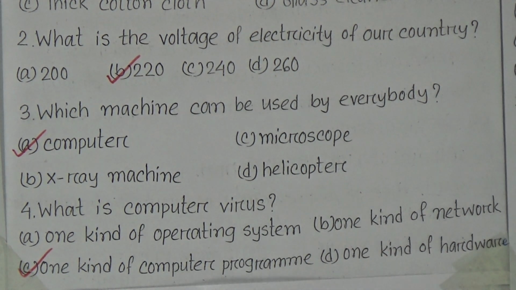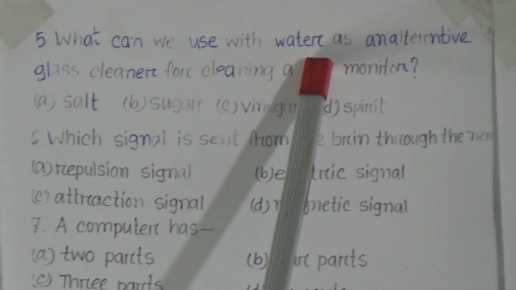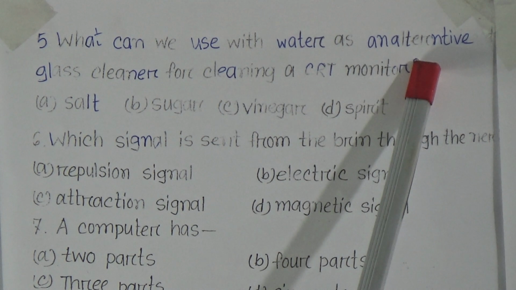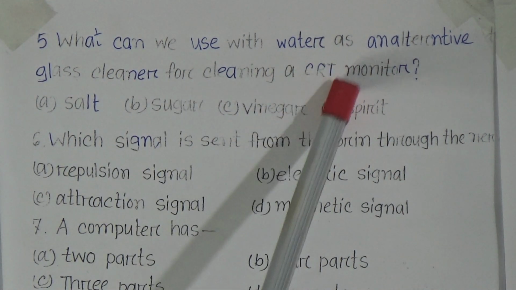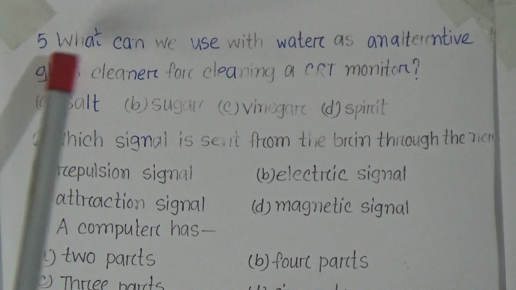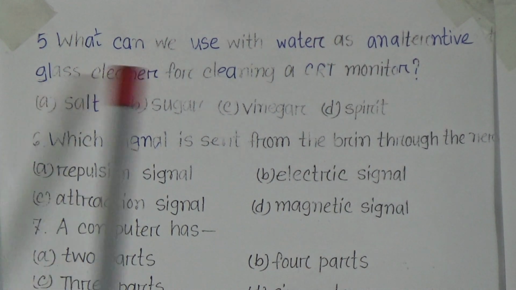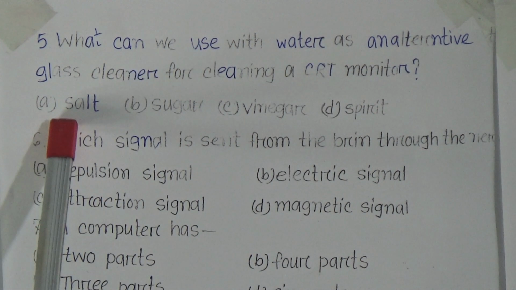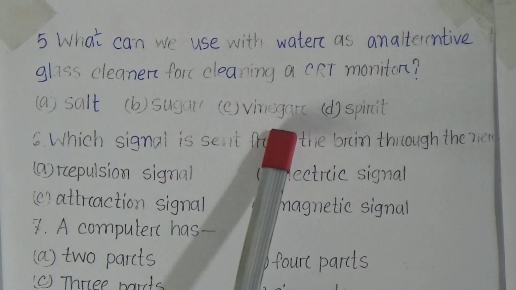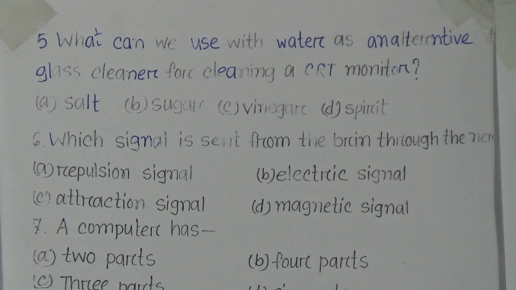Now come to question number 5. What can we use with water as an alternative glass cleaner for cleaning a CRT monitor? I'm repeating the question, what can we use with water as an alternative glass cleaner for cleaning a CRT monitor? Options are salt, sugar, vinegar, spirit. And here our answer will be option C, vinegar.